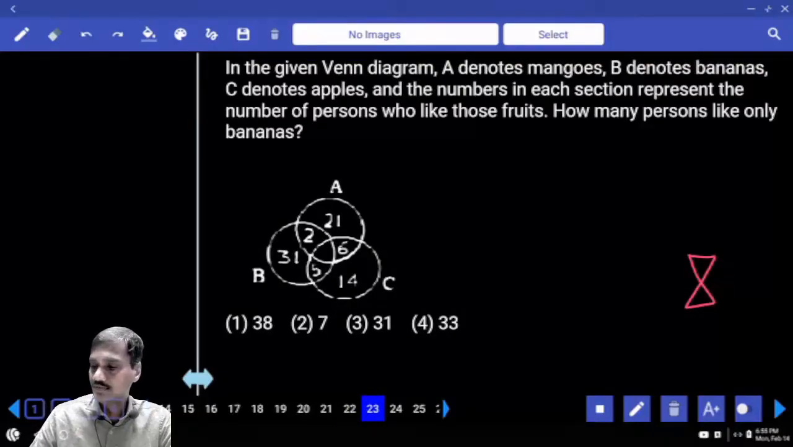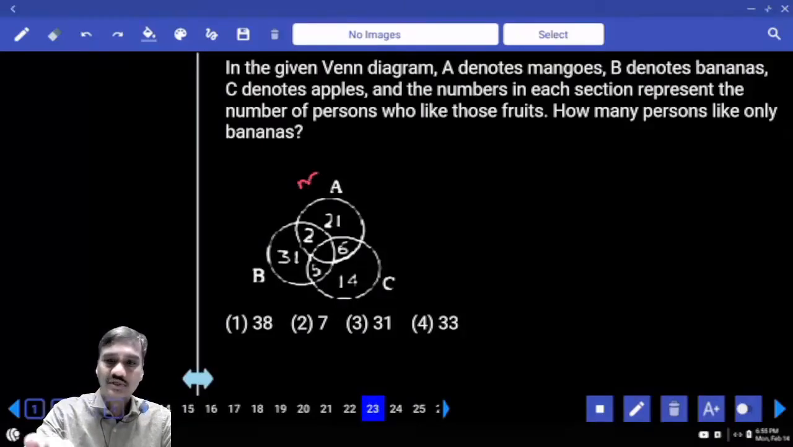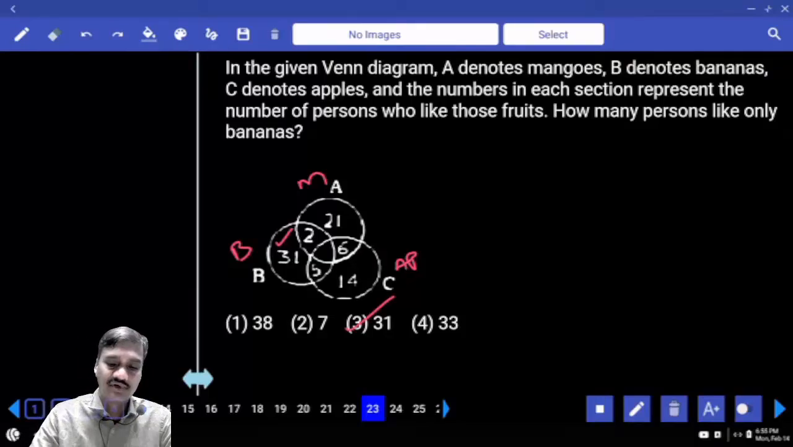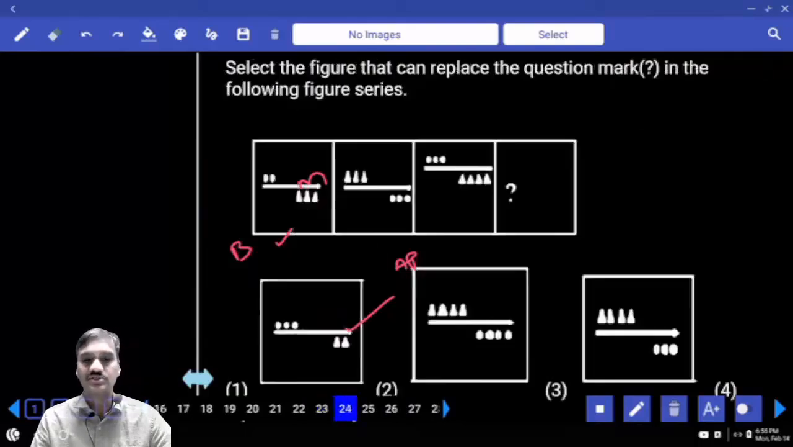Then 23rd, now in this 23, A denotes mangoes and B denotes bananas and next one C denotes apples, and the numbers in each section represent the number of persons who like those fruits. How many persons like only bananas? Only bananas is given by 31. Now this 31 is given in choice 3, question number 23. 23 is choice 3.